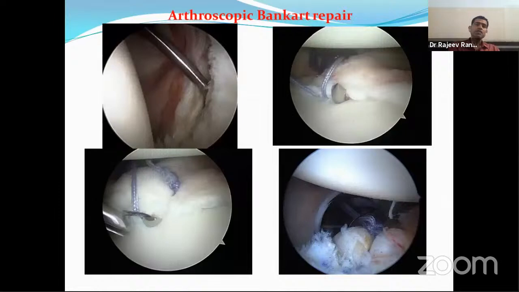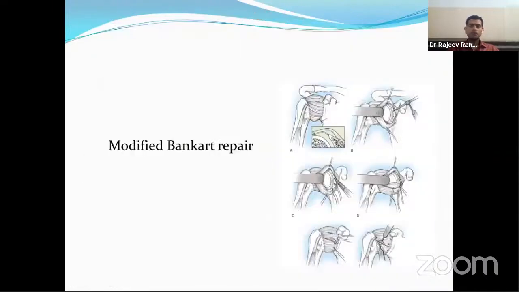Arthroscopic Bankart repair: the first photograph shows the labrum separated from the glenoid, and the subsequent photograph shows the passage of the suture through the capsulolabral tissues, and then fixation with the anchor placed on the face of the glenoid. In the last photograph, we can see there is a good bump anteriorly, which provides stability to that patient. Modified Bankart is an open procedure in which plication of the capsule is done.